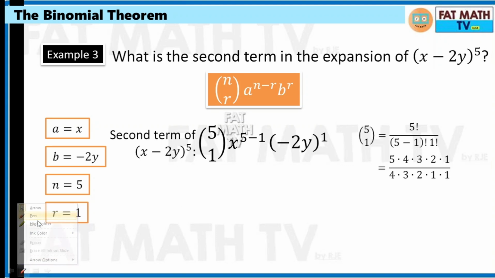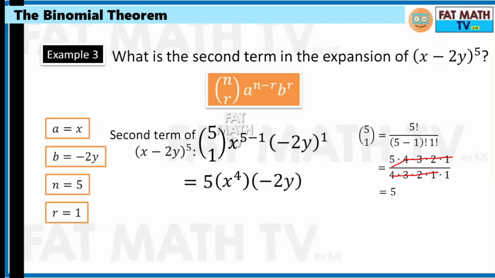And then you can cancel. So 4, 3, 2, 1, cancel with 4, 3, 2, 1. So you will be left with 5 over 1, or that is simply 5. So 5 choose 1 is 5. X raised to 5 minus 1 is x raised to 4. Negative 2y raised to 1 is negative 2y. Multiply the numerical coefficients. You will have 5 times negative 2, that is negative 10. Copy x raised to 4 and y. So the second term in the expansion of x minus 2y raised to 5 is negative 10x raised to 4y.